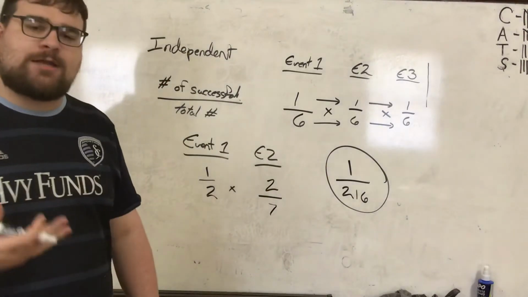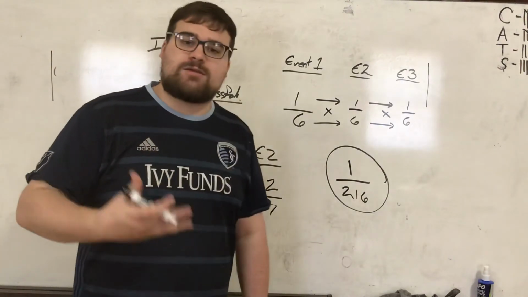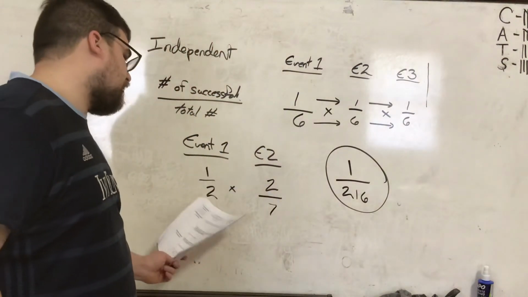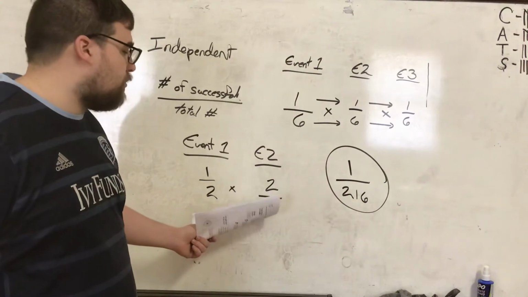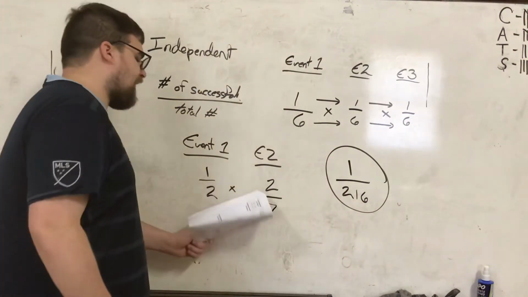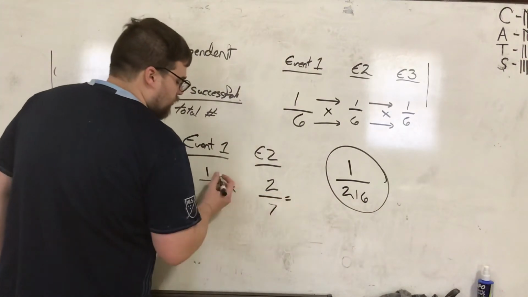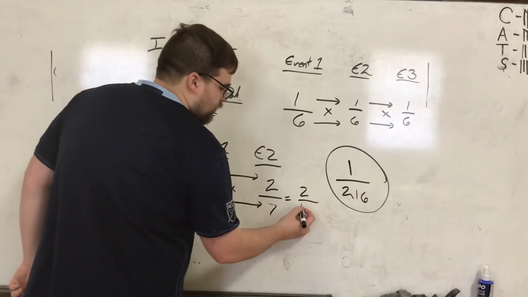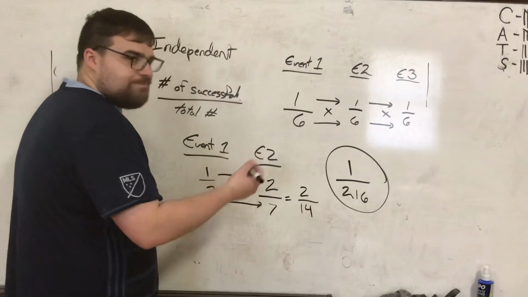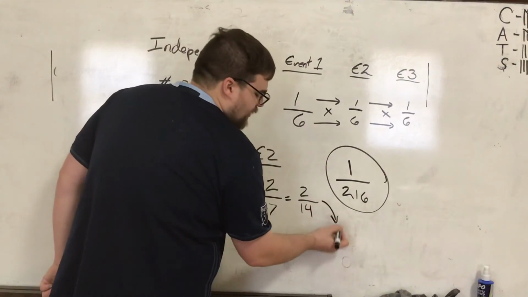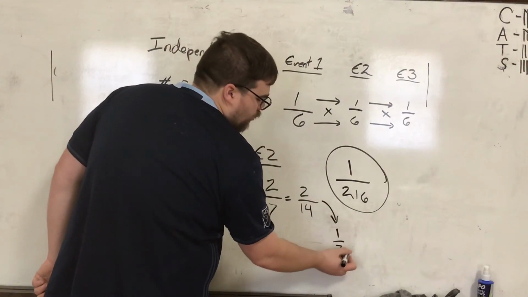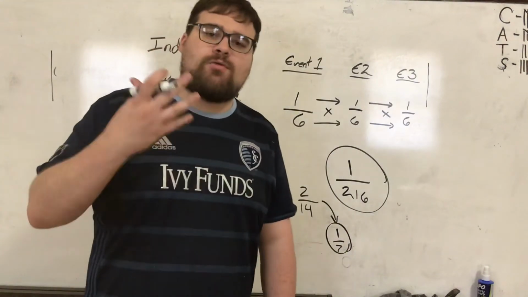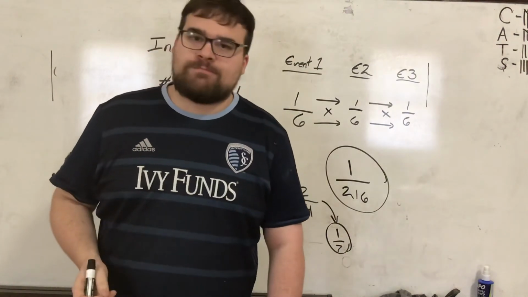So for us to find the probability of this compound event, we multiply the probability of event 1 by the probability of event 2. 1/2 times 2/7. 1 times 2 is 2. 2 times 7 is 14. That can simplify as a fraction into 1/7. We have a 1 in 7 chance of both of those events happening.